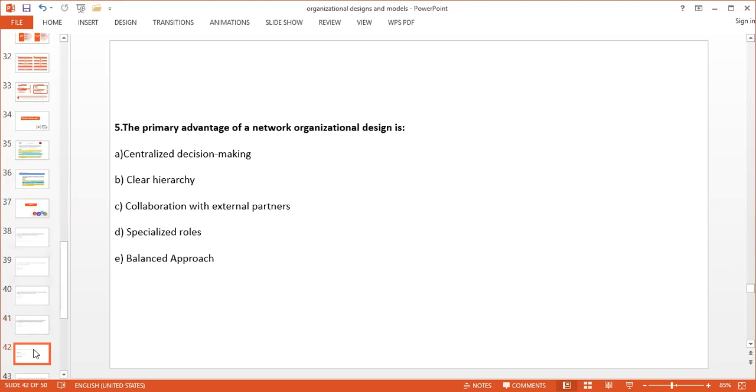The primary advantage of network organizational design is: A, centralized decision making; B, clear hierarchy; C, collaboration with external partners; D, specialized roles; E, balanced approach. The answer is C.